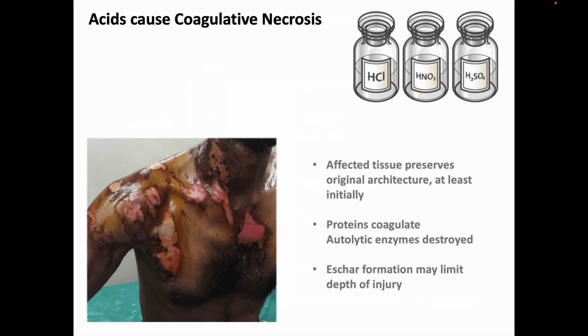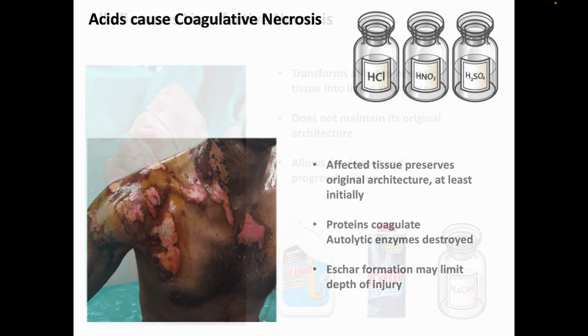The mechanism by which acids kill cells is coagulative necrosis. The acids coagulate the proteins in cells, basically pickling and preserving them, since the normal enzymes that would break down the cells shortly after death are also denatured at the same time. Thus, acid-burned tissue preserves the original architecture, at least initially, and the burned tissue forms an eschar, which limits the depth of injury. The surface is burned, but the burned tissue somewhat protects what's underneath.